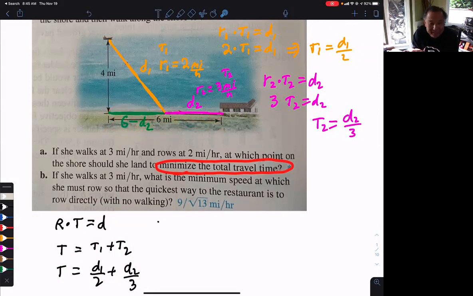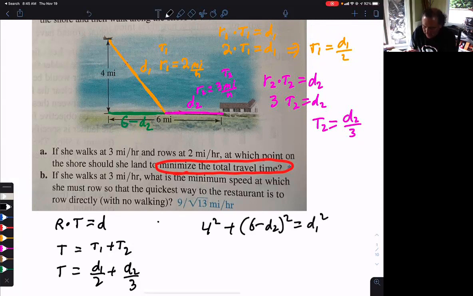We got that. Now, this is crazy. We have a Pythagorean theorem. This squared plus that squared equals that squared. Do y'all see that? Pythagorean theorem. One more time. This squared plus that squared equals that squared. So 4 squared plus 6 minus d2 squared equals d1 squared.